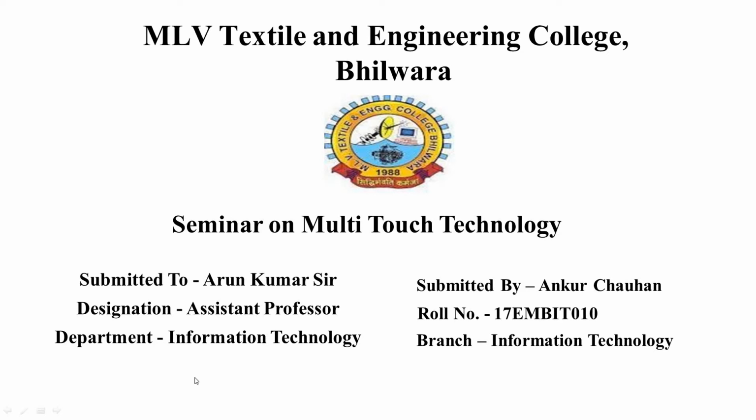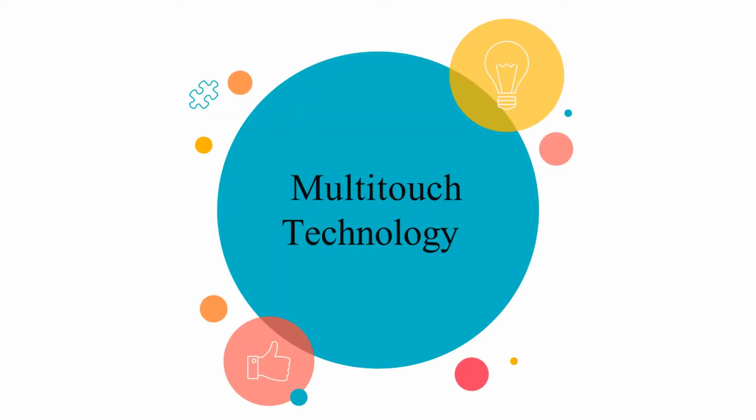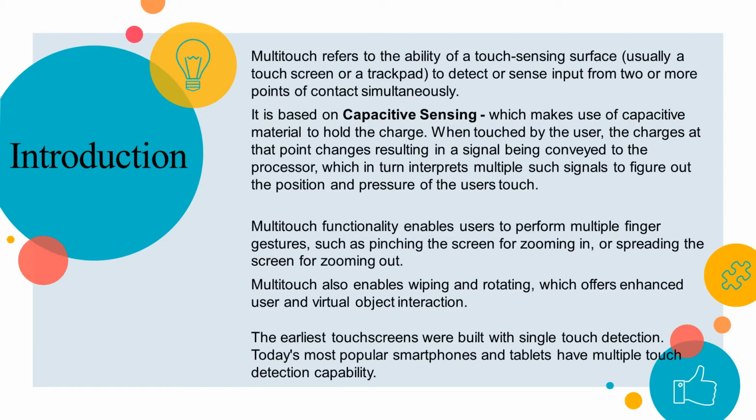Today we will discuss multi-touch technology. What is multi-touch technology? Multi-touch refers to the ability of a touch sensing surface to detect or sense input from two or more points of contact simultaneously. It means multi-touch is used in smartphones or tablets, and in these gadgets we use two or more fingers to contact the screen and use it in different ways.